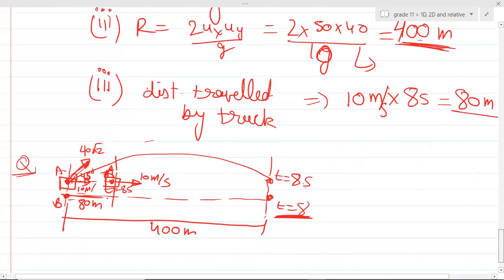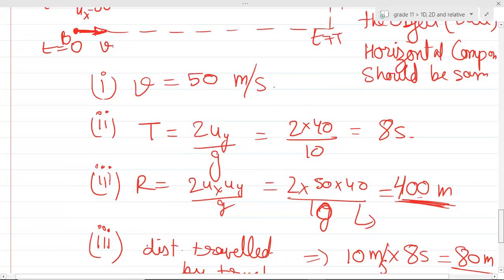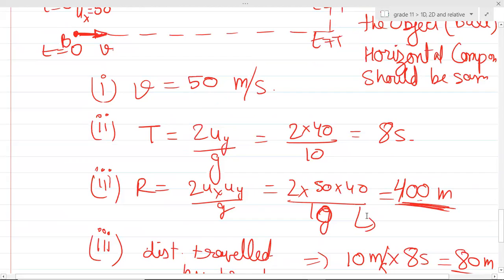Is it clear, guys? Could you show me the distance covered by the ball? Distance traveled by the ball and the man, the horizontal distance is the same, right? So what is Uy? Uy is the vertical component. Ux is the horizontal component.